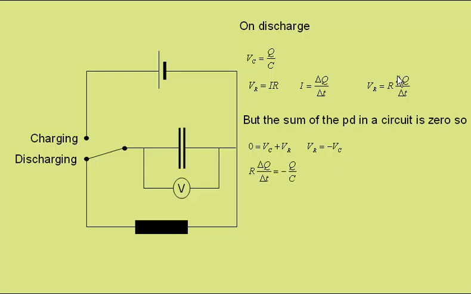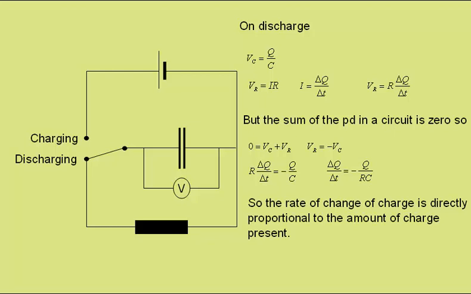And so equating these two terms, we can say that R delta Q by delta T is equal to minus Q over C. Rearranging, we get that the current delta Q by delta T is equal to minus Q over RC. So this means that the rate of change of charge, the current flow here, is directly proportional to the amount of charge present, Q, on this term.